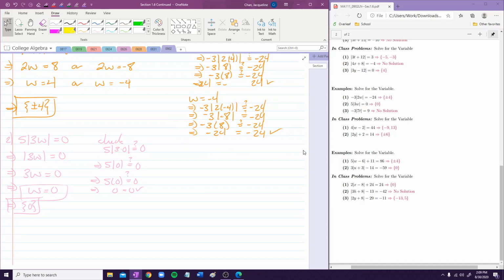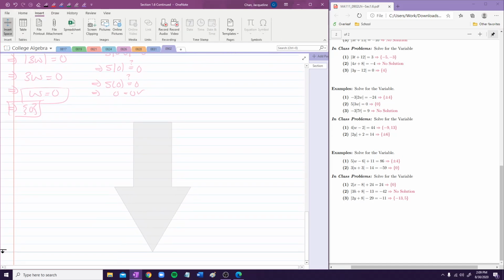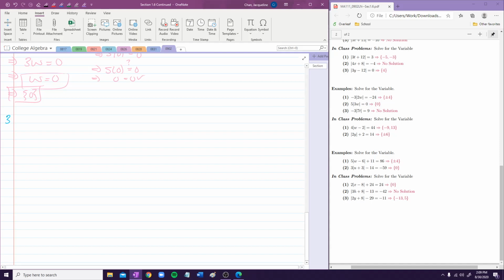Alrighty. Now let's do one more example in this block. Let's do number 3. I have -3 times the absolute value of 7t is equal to 9. First things first, we have to isolate the absolute value, so I'm going to divide both sides by -3. Then I'm left with the absolute value of 7t is equal to -3.